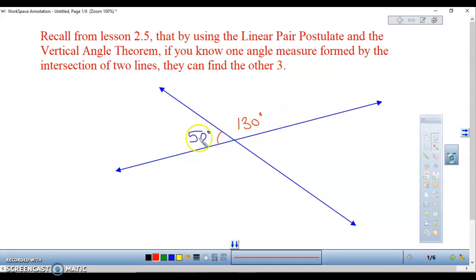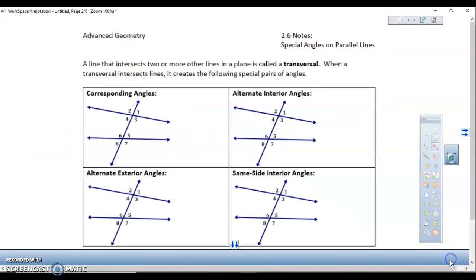By using the vertical angle theorem, if this angle was 50 degrees, this angle had to have been 50. And then by using the linear pair postulate again, if this angle was 50 degrees, these two are a linear pair, they have to add to 180, so that makes this one 130. So the idea is that when two lines intersect, if I know one angle measure, I know them all. That's important for us to remember as we go into today's lesson.